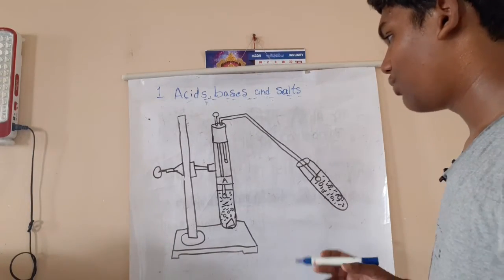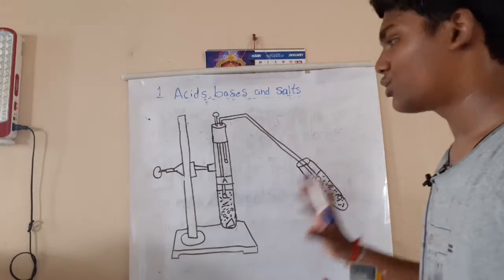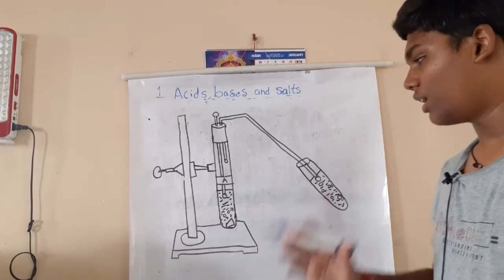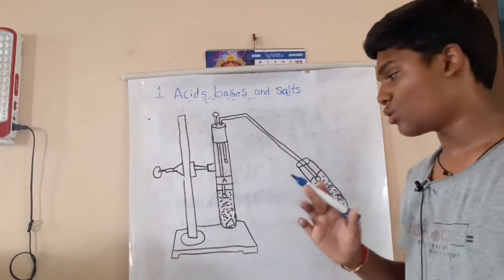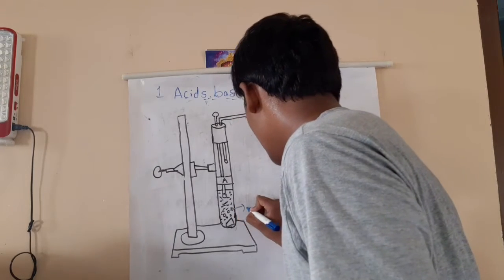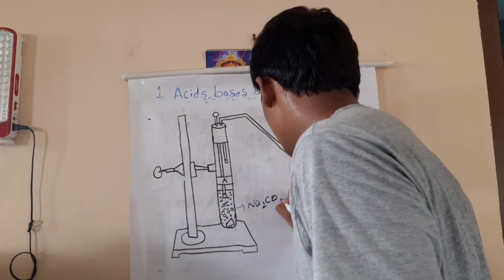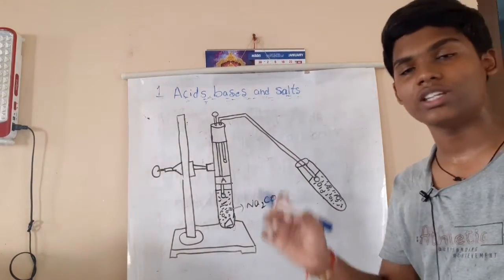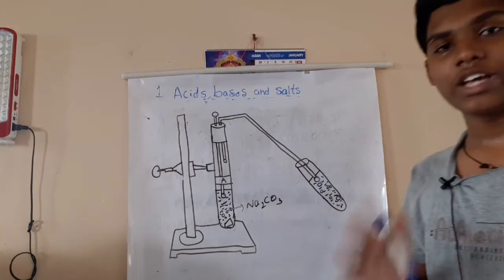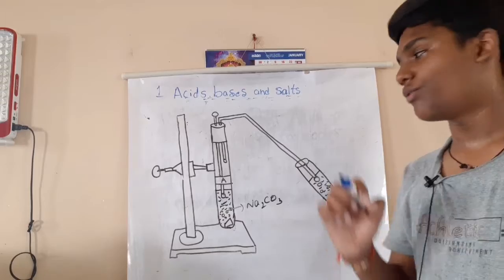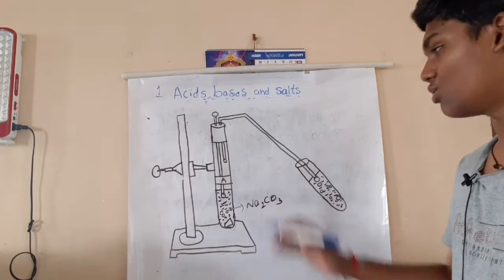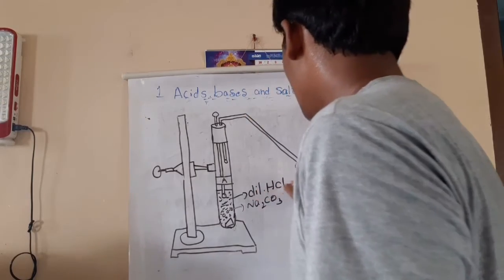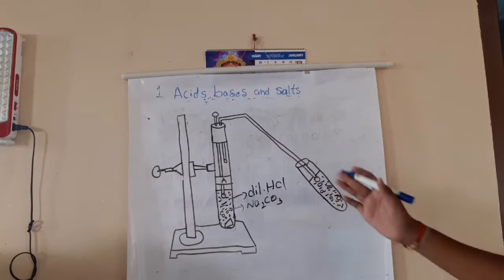First of all, take a test tube. First point, take a test tube and add 0.5 grams of sodium carbonate. So this is sodium carbonate, Na2CO3. Take 0.5 grams of sodium carbonate in a test tube. And second point, add a few ml of dilute hydrochloric acid in the test tube.